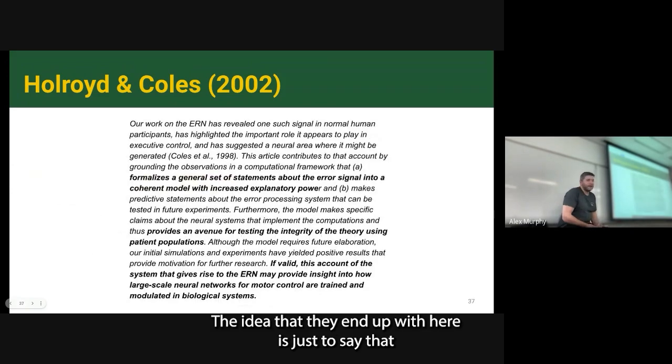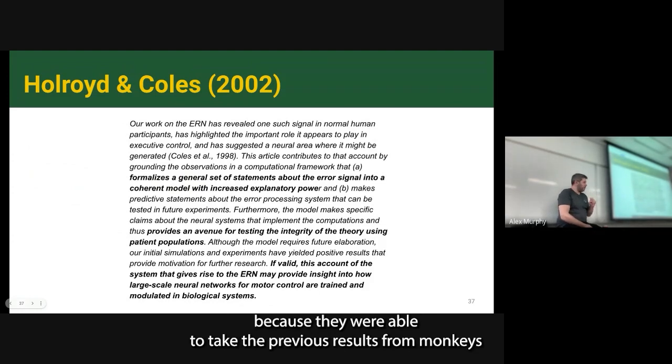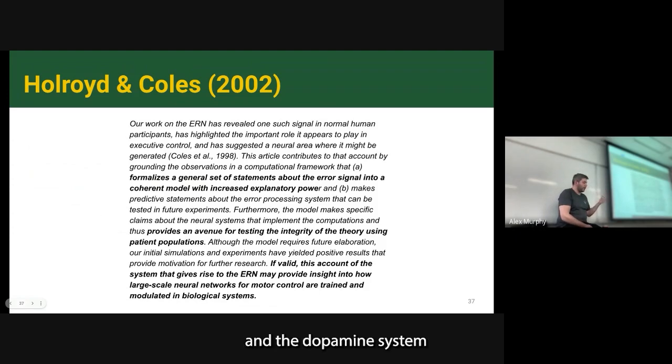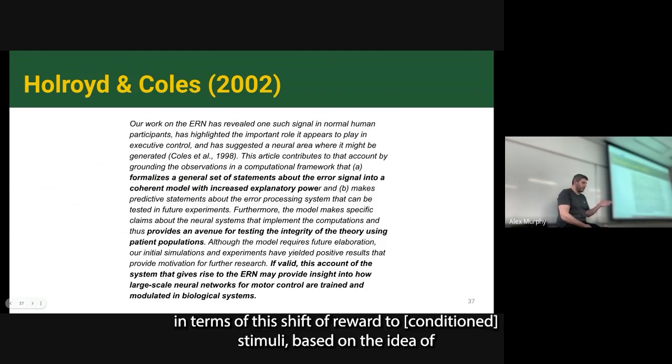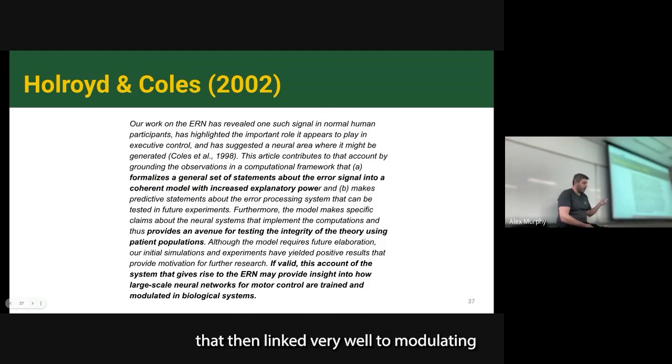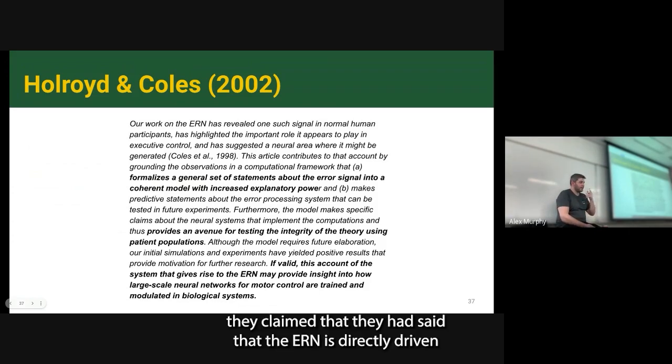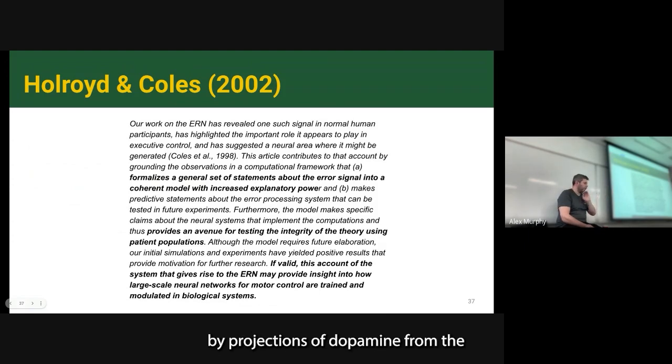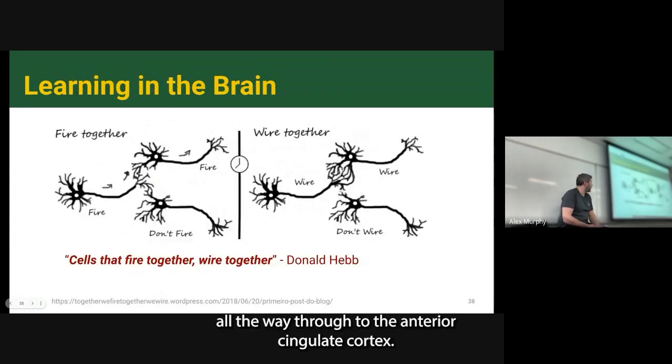So the idea that they end up with here is just to say that they were able to take the previous results from the monkeys and the dopamine system, in terms of the shift of reward to continuous stimuli, based on the idea of the event-related negativity in a probabilistic learning task, and that linked very well to modulating the expected changes that you would see in event-related negativity. And this was the hypothesis that they claimed: that the ERN is directly driven by projections of dopamine from the VTA and SN all the way through to the anterior cingulate cortex.